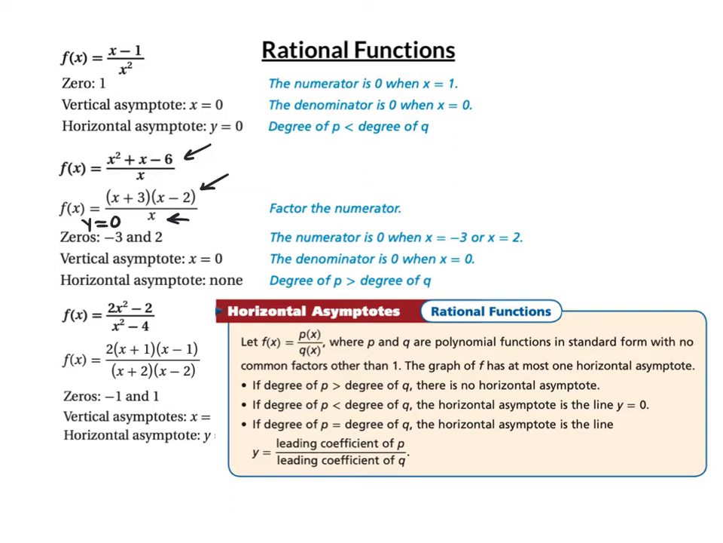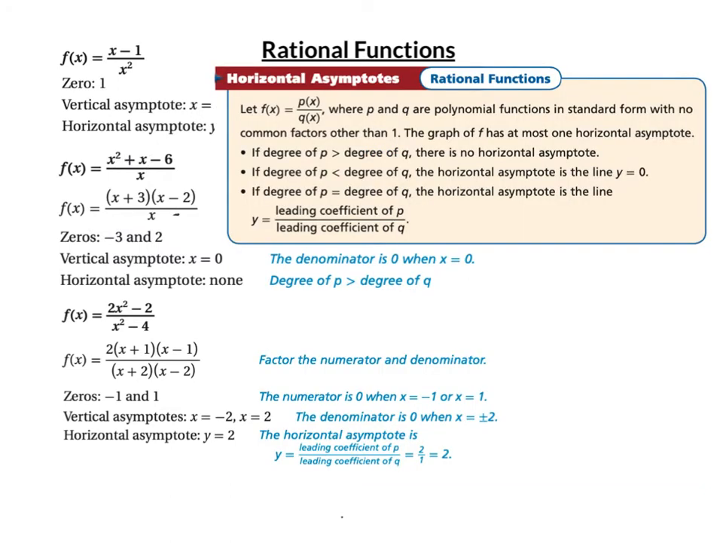The horizontal asymptote, you look at the degrees. The degree of the top function is 2. The bottom function is 1. The degree of the top one is greater than the degree of the bottom one. That's what they're saying right here. And when that happens, there is no horizontal asymptote.